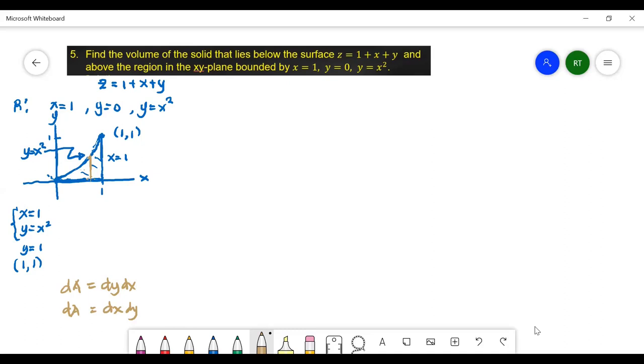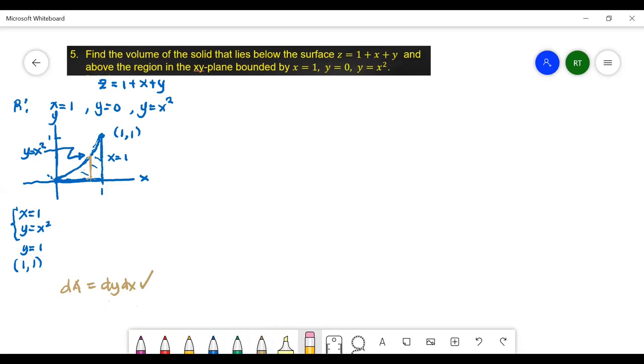Because if horizontal, we still have to solve for x here. Y is equal to x squared. If we solve for x, x is equal to the square root of y. So we still have a radical, and it is more convenient without a radical, right? So, we choose dy dx. What we will do, the differential of A is dy dx. So, I will erase this now, okay?